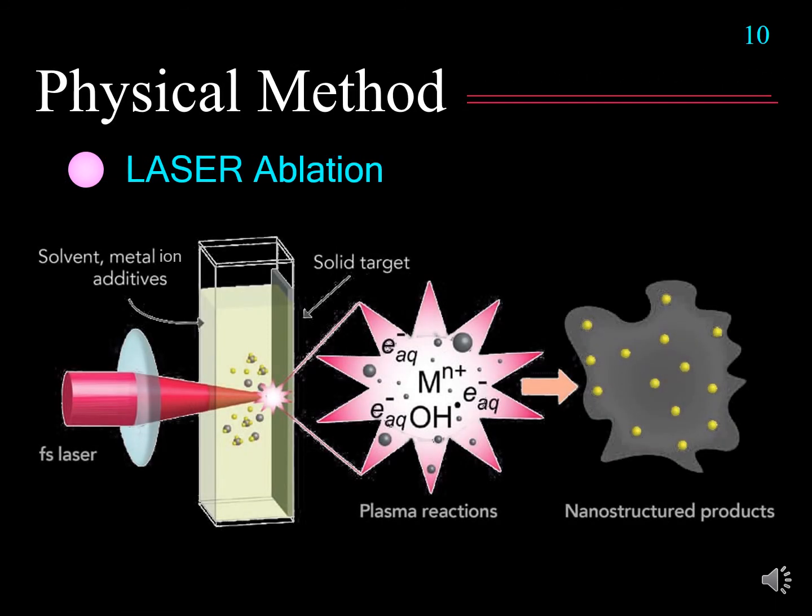Another very popular physical method is laser ablation. For laser ablation, a good thing is that the stabilizer is really not necessary in the system. We start from a solid target, the metal itself. We may put the metal solid in a solution composed of solvent, metal ion, and maybe some additives if you want the stabilizer. But if you don't want the stabilizer, you don't have to put it in.